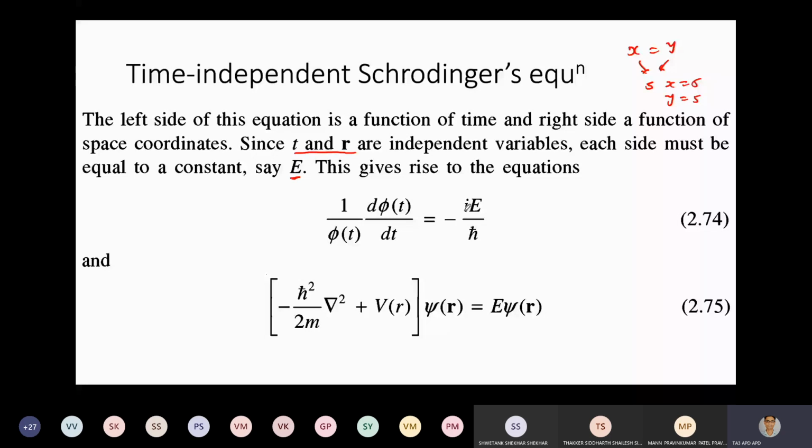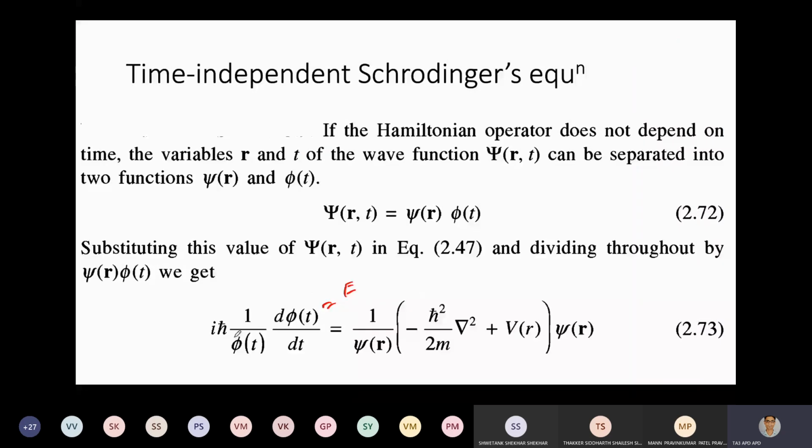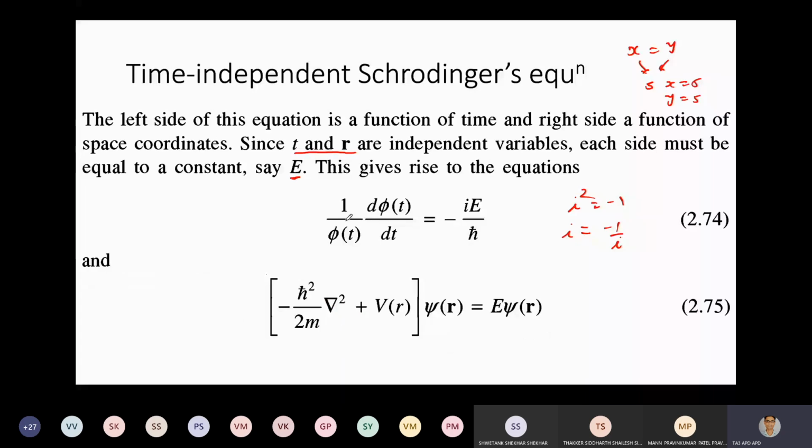So if we take this up, it becomes minus i, because i squared is equal to -1, so 1 upon i equals -i. So 1/5 d phi by dt is equal to minus iE upon h bar. Okay, and the right hand side is simple, it is equal to E. So E into psi, that is what is simply written over here, left hand side as it is.